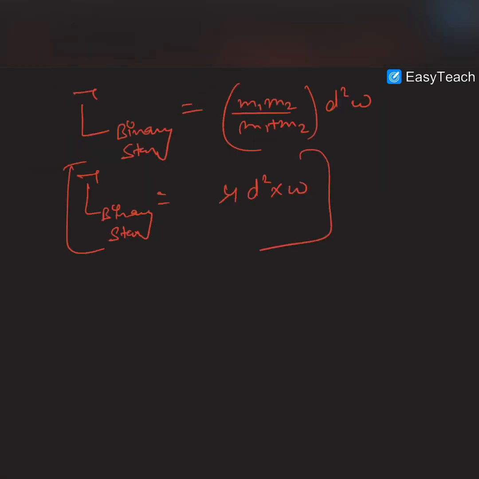So this was the binary star system, and you can use the reduced mass mu instead of the mass of the complete system, and you can find out the angular momentum and kinetic energies.